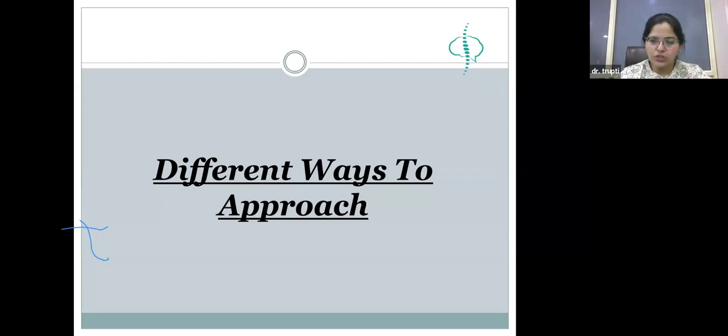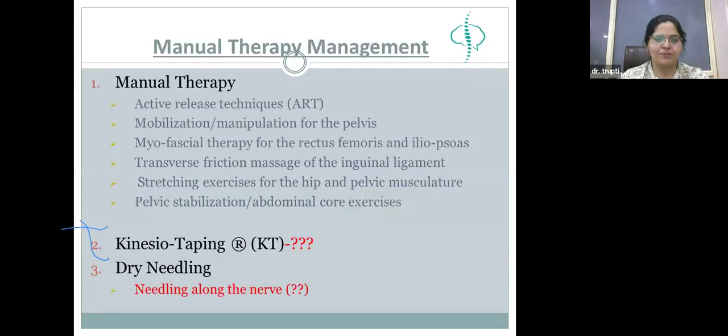We can do soft tissue techniques, no doubt. We can do soft tissue techniques on hypotonic muscles. But we have to treat the root cause. If we are not treating the root cause, we are just doing a symptomatic treatment. The pain will again reappear after some days. So now we will be seeing the osteopathy, the manual therapy point of view of this treatment.